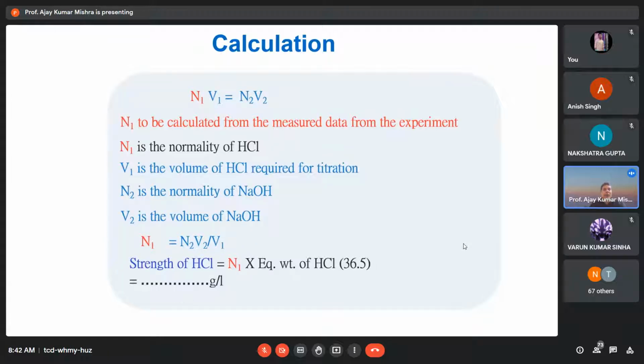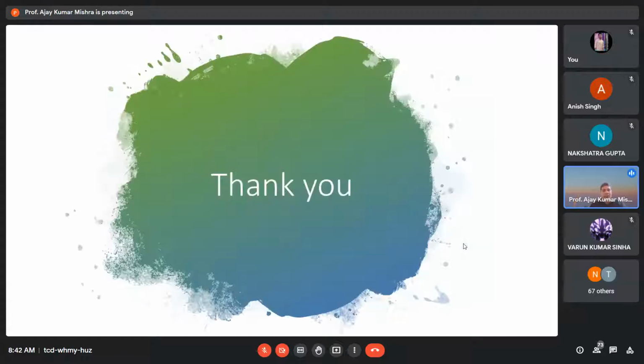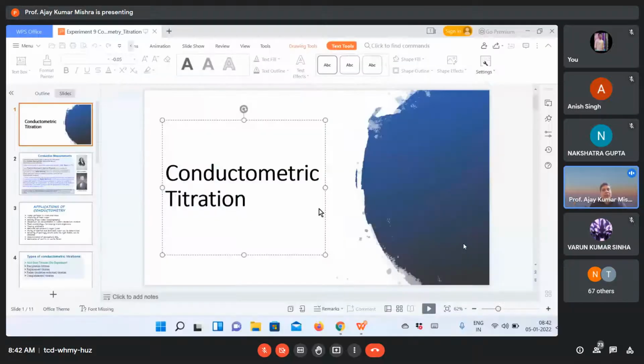And then you will go to the calculation, which has been coming since the beginning, our formula N1 V1 = N2 V2. I need not explain what N1 is, what V1 is, and what you are going to calculate. Obviously you are going to calculate the strength of hydrochloric acid, and that's how you are going to finish today, right? So that is the way I have to explain today.